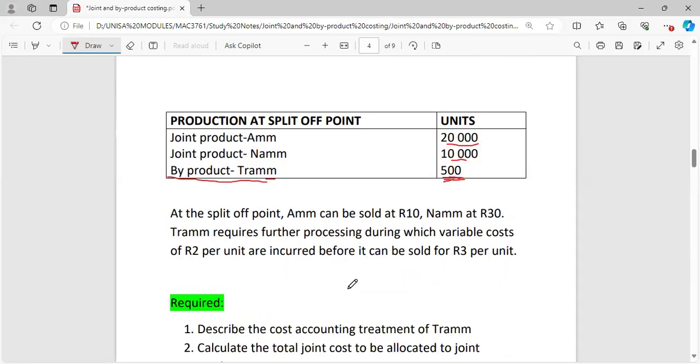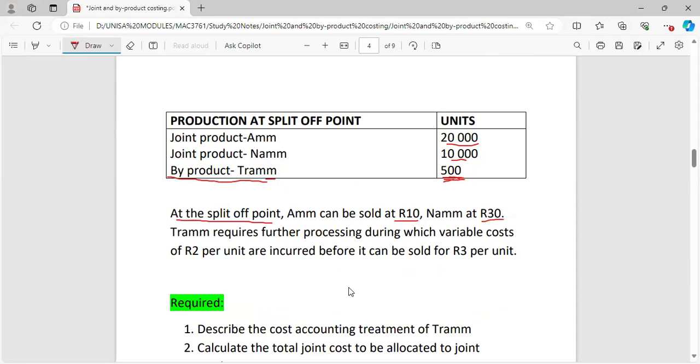Then the question continues and says, at the split off point, the point where the products can be separately identifiable, we can sell at 10 Rand, NAM at 30 Rand.